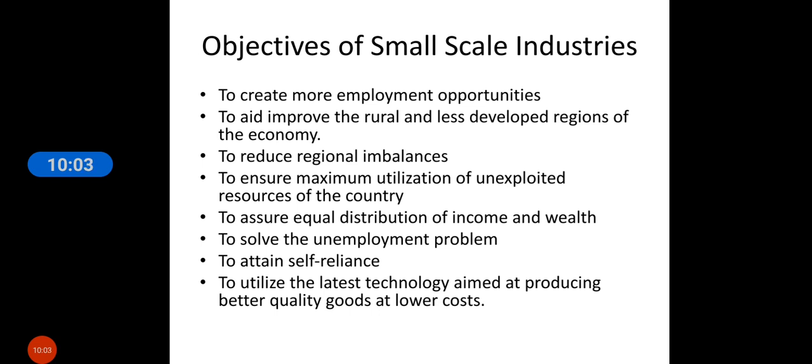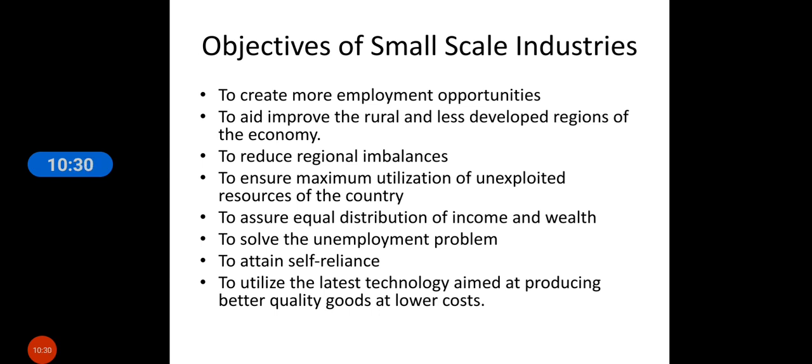What are the benefits, objectives, why they are set up? Basically, it creates more employment opportunities. Most employment opportunities, because they are mostly labor intensive, are in the small scale industries, and they aid to improve rural or less developed regions of the economy because they are spread in a very scattered form, and they reduce regional imbalances.